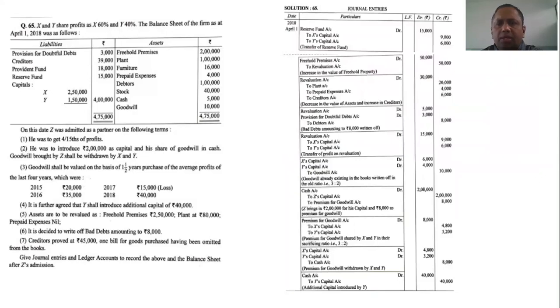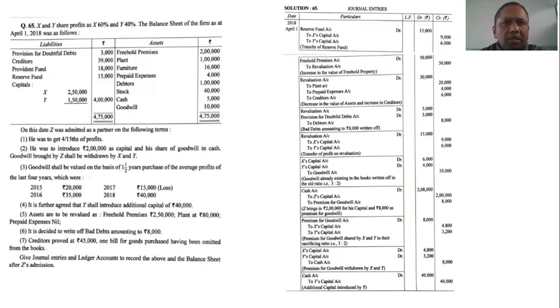So students, we pass the journal entry at the time of admission of a partner. All the changes which are shown in the revaluation account and partner's capital account are shown in the journal entry. Mainly, the maximum entries passed as journal entries are transferred to the revaluation account and affect the partners' capital accounts only.